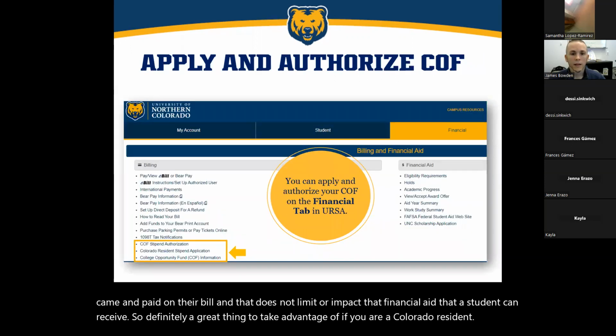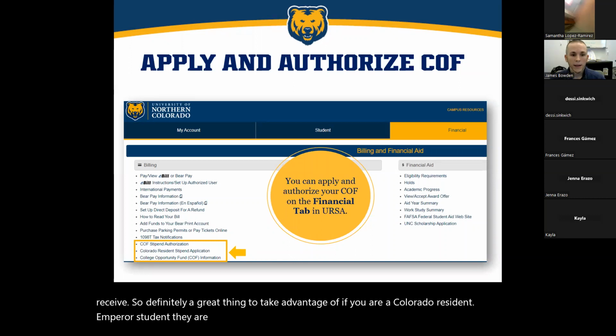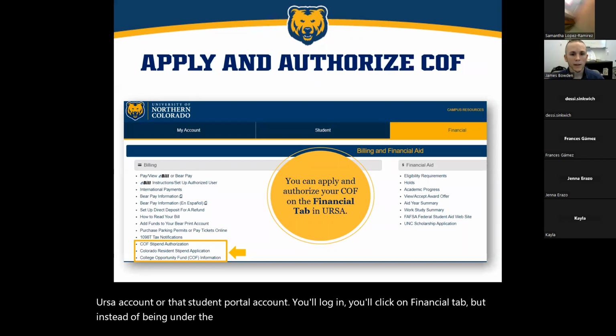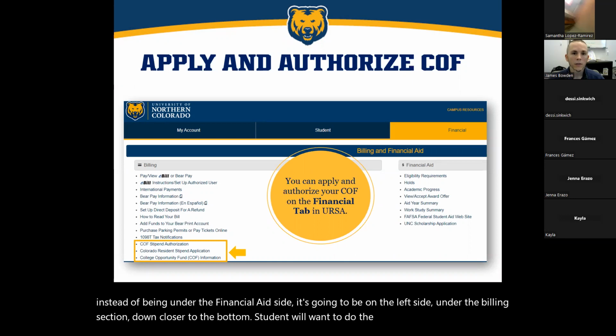And for a student, if they are needing to apply and do the application, it can be found within the URSA account or that student portal account. You'll log in, you'll click on the financial tab, but instead of being under the financial aid side, it's going to be on the left side under the billing section, down closer to the bottom. A student will want to do the application, and then they'll also want to do the authorization.